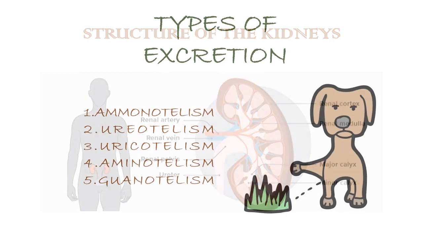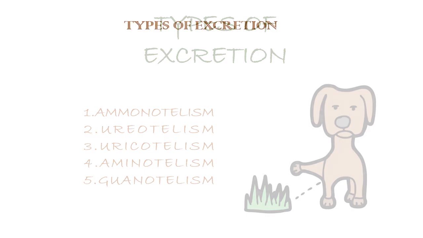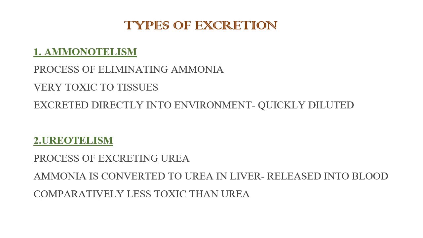Then on to the types of excretion. Now we know what excretion is and what organs are involved in unicellular and multicellular organisms. Then we move on to the types of excretion. So we know ammonotelism, ureotelism, uricotelism, aminotelism, and guanotelism are the 5 main types of excretion, which we will see in detail in the next slide. So what is ammonotelism?